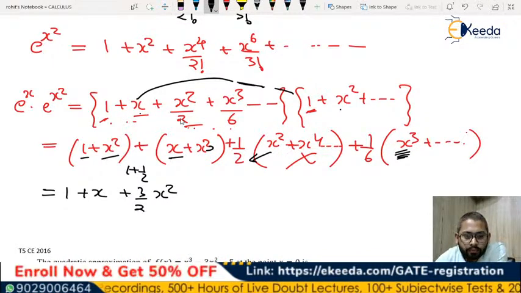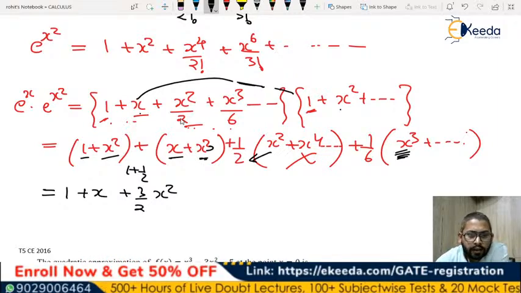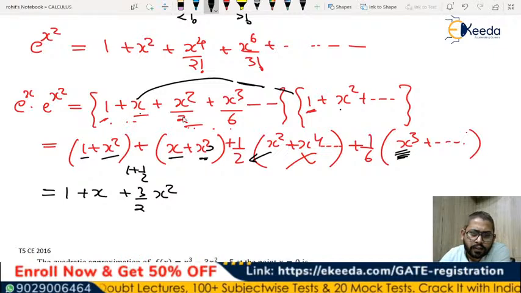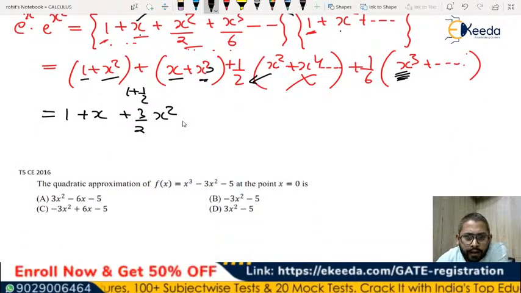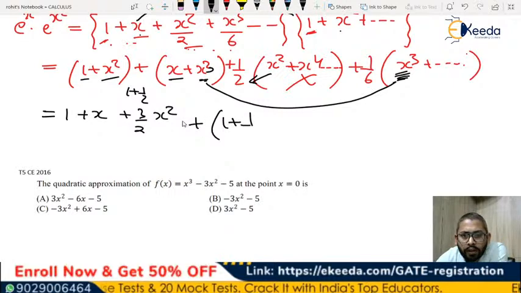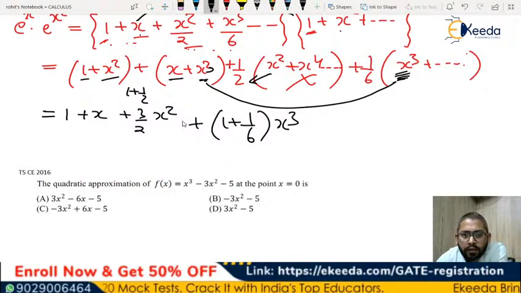X plus x cube. This is not x square, this is x cube. And anything else? X cube by 6. Yes. So this is fine now. So from x cube and 1 by 6 we are getting 1 plus 1 by 6 x cube. So this is 7 by 6.